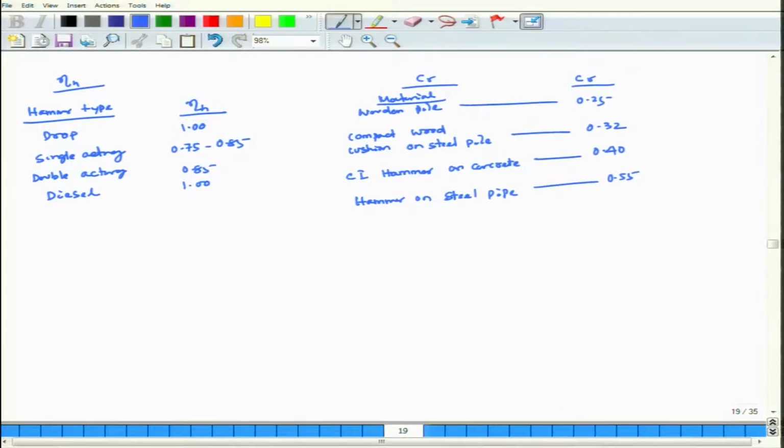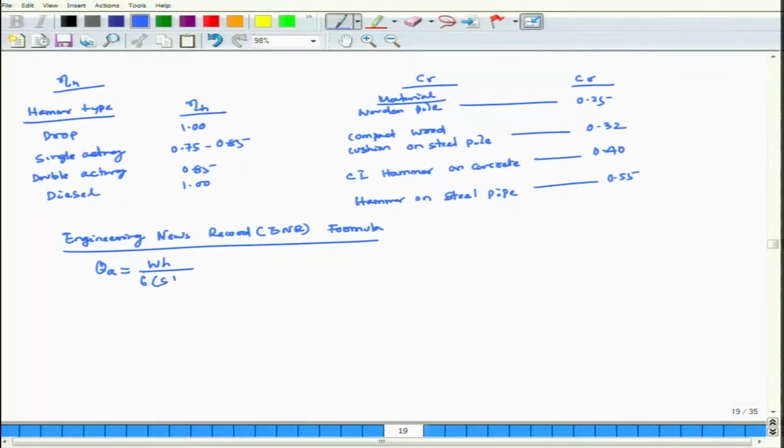Now come to the next one, the Engineering News Record, or ENR, formula. In this case Q A is equal to W H by 6 into S plus C. Here they have taken eta H equal to 1, C R equal to 1, and a factor of safety of 6.